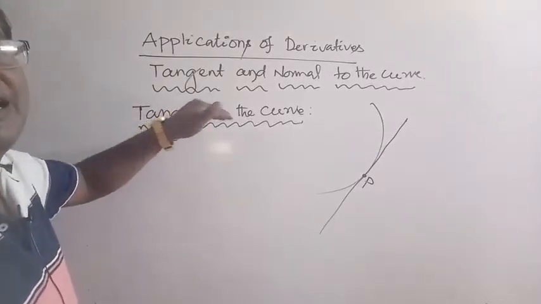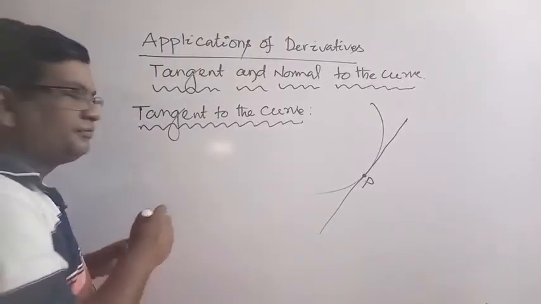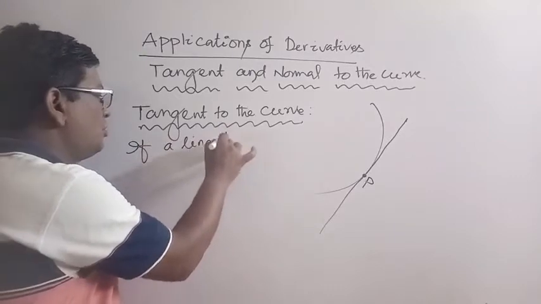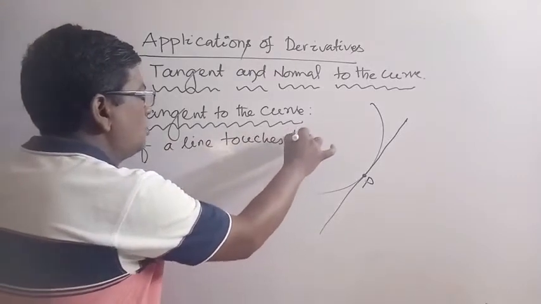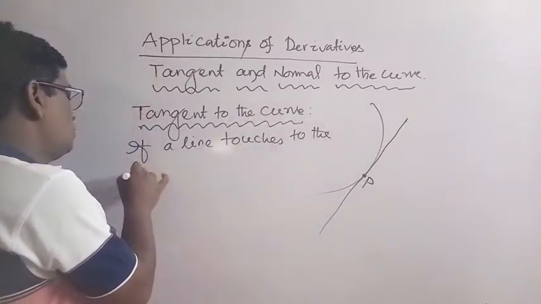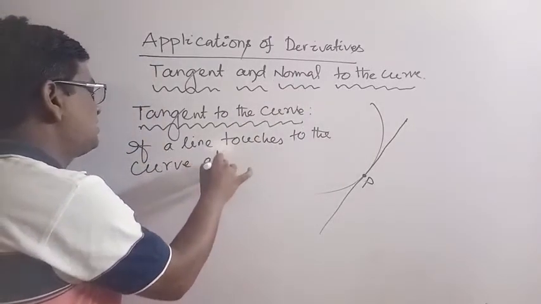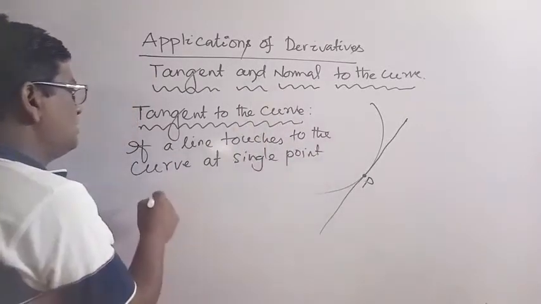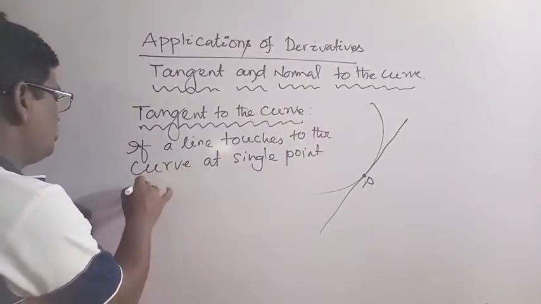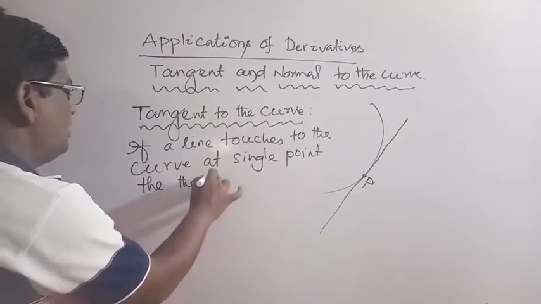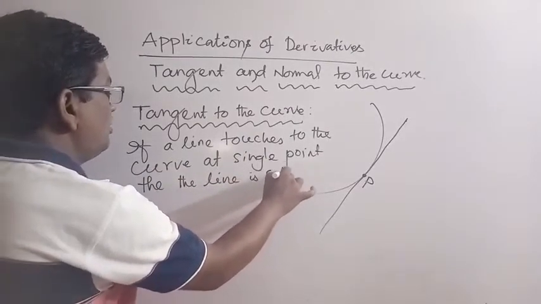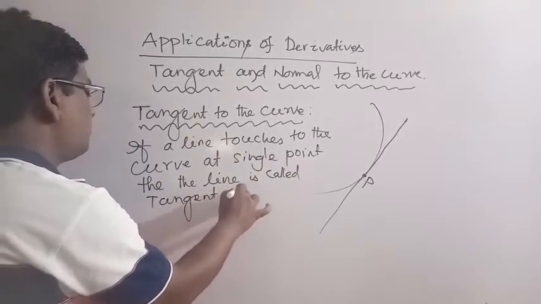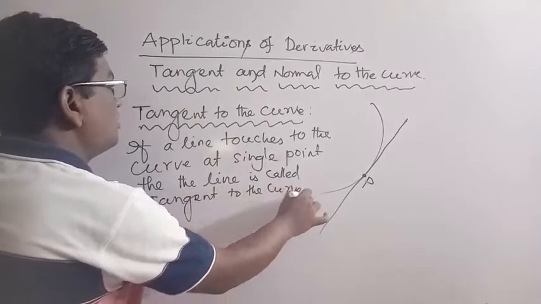What do you mean by tangent to the curve? If a line touches the curve at a single point, then the line is called a tangent to the curve.